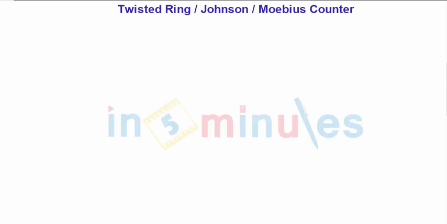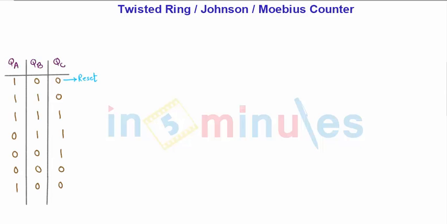In this presentation we are going to see the twisted ring counter, also called the Johnson counter or Moebius counter. There is a very small difference between the ring counter and the twisted ring counter. Only a small change is there. So let us start with the twisted ring or Johnson counter.